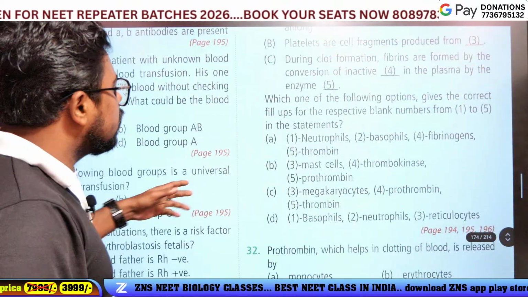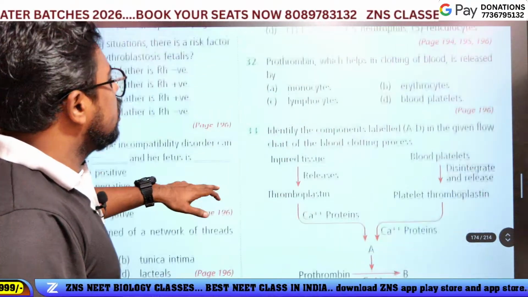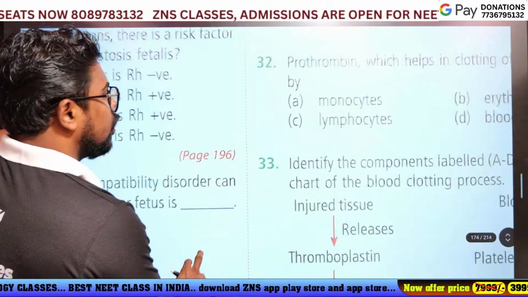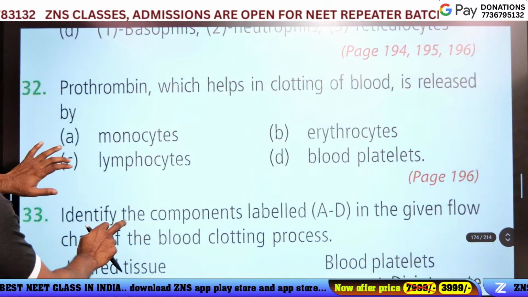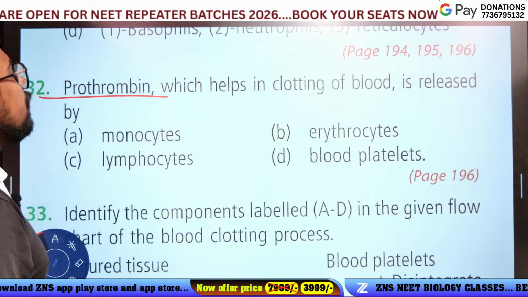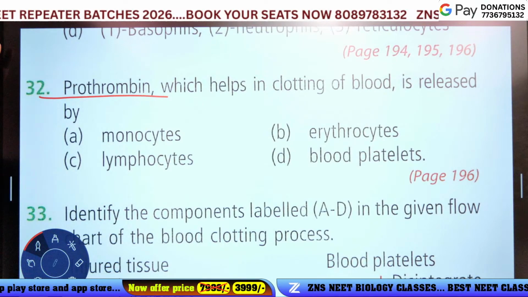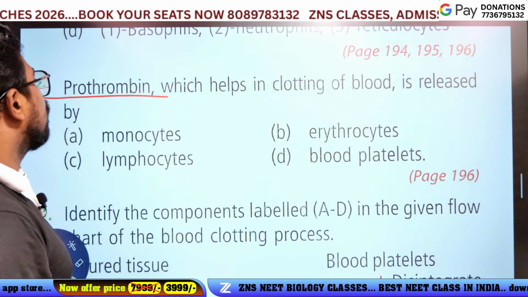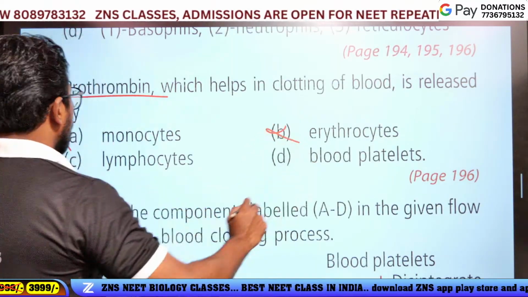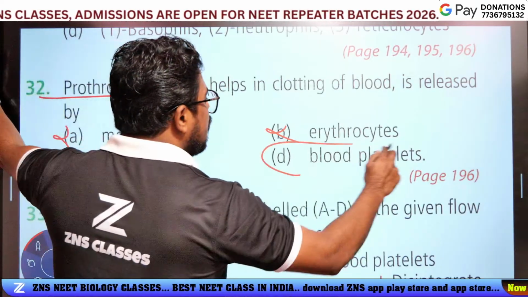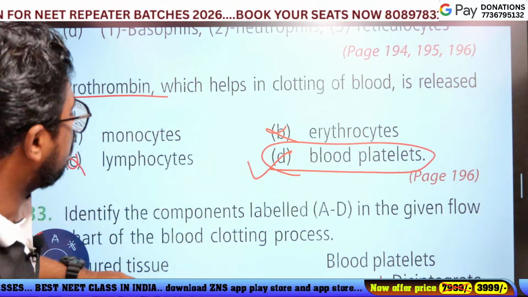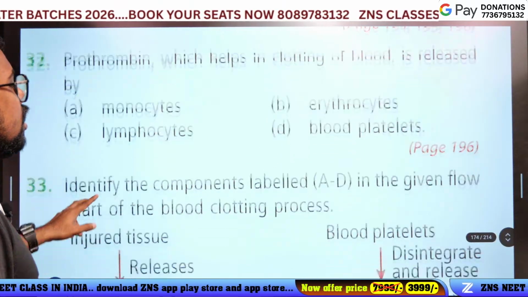Okay, question 32. The prothrombin which helps clotting of blood is released by whom? Monocyte? No. Erythrocyte? No. Lymphocyte? No. Blood platelet? Yes. Option D is the answer. It's a good question, a pure NCERT question.